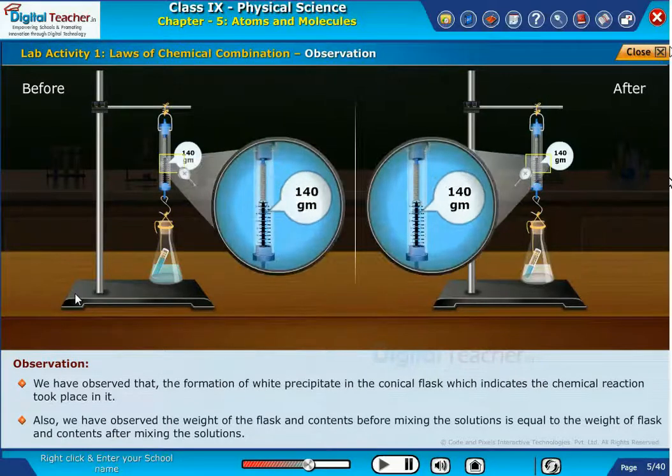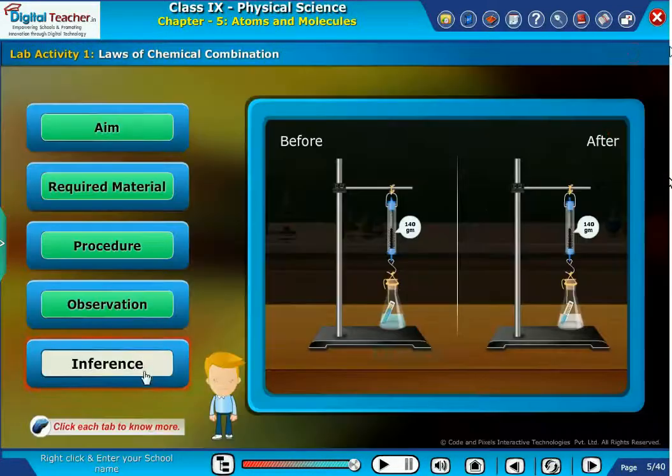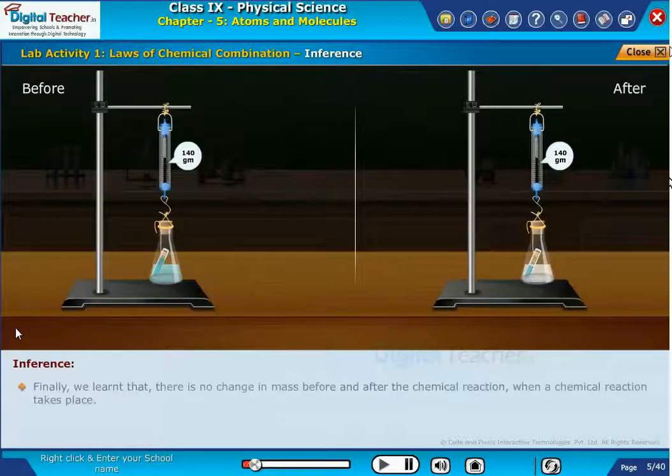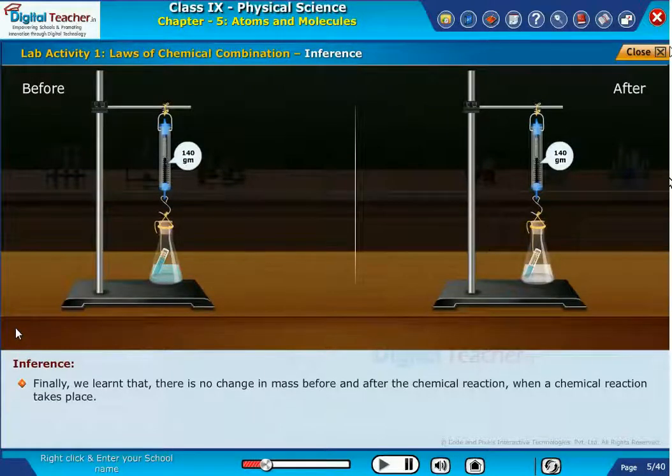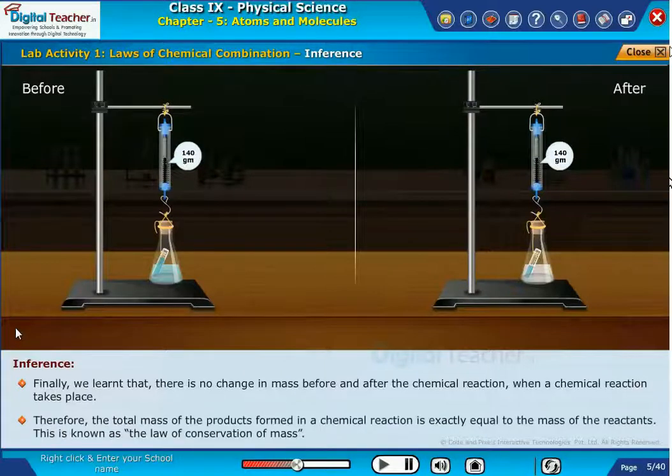Also, we have observed the weight of the flask and contents before mixing the solutions is equal to the weight of flask and contents after mixing the solutions. Finally, we learned that there is no change in mass before and after the chemical reaction when a chemical reaction takes place. Therefore, the total mass of the products formed in a chemical reaction is exactly equal to the mass of the reactants. This is known as the law of conservation of mass.